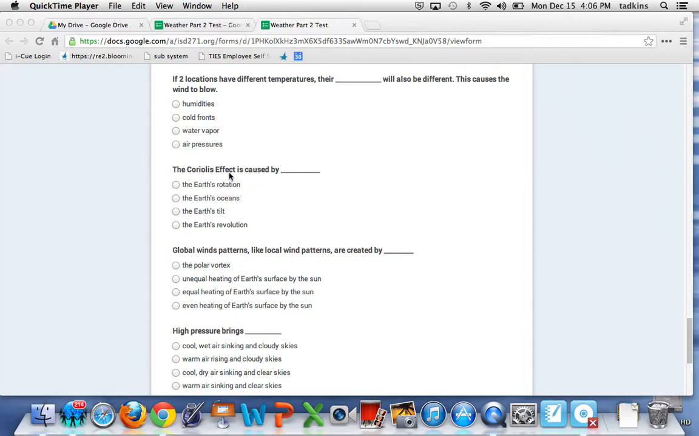The Coriolis effect is caused by blank. The Coriolis effect is caused by the Earth's rotation. The Coriolis effect is caused by the Earth's oceans. The Coriolis effect is caused by the Earth's tilt. The Coriolis effect is caused by the Earth's revolution.